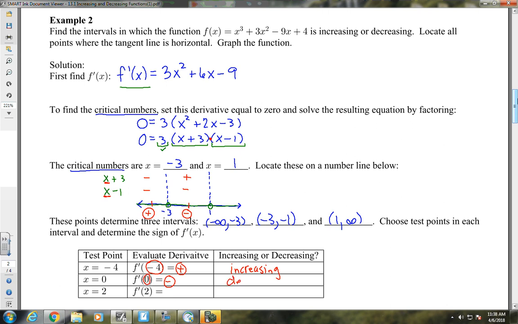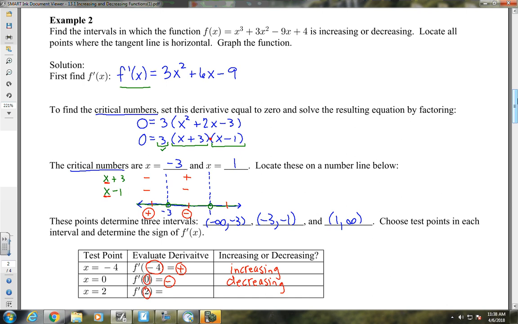A negative derivative indicates a decreasing function. We've got one more interval to test, the interval from 1 to infinity over here on the right side of our sign chart. We can use any test point greater than 1. If you're wondering where these numbers come from, you can use any value greater than 1. You can use 1,000 if you want to. I'm just going to use 2.